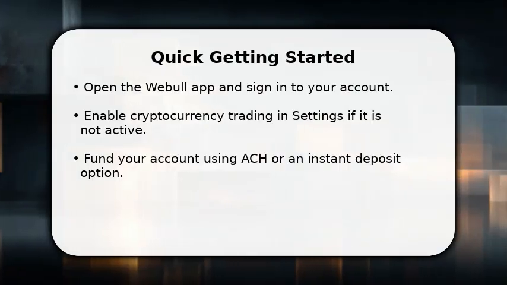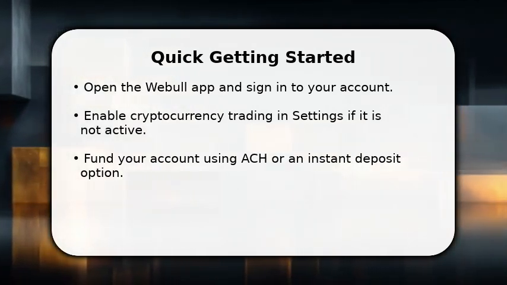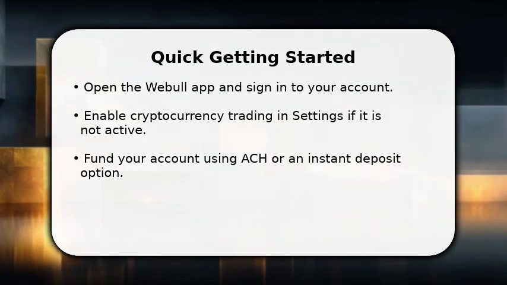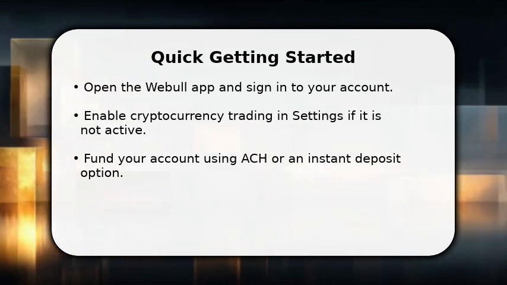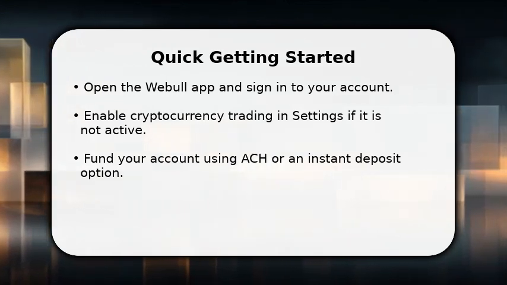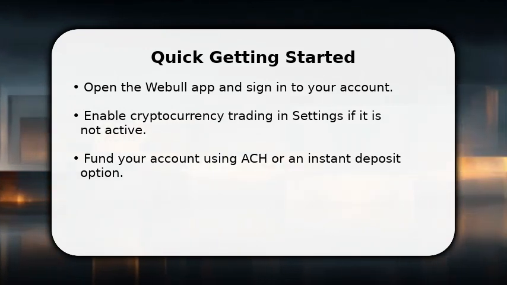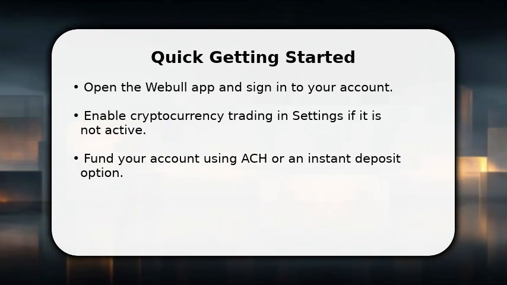In this video, I will explain how to buy crypto in Webull. Open the Webull app and sign in, then enable cryptocurrency trading in settings if needed. Fund your account using ACH or instant transfer, then go to markets and search the coin you want. Review the price chart, choose market or limit order, enter the amount in dollars, and confirm the purchase.